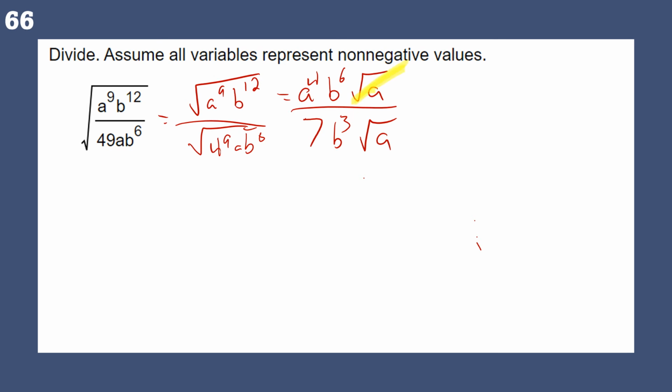The a doesn't cancel, but the square root of a is on the top and bottom. And b to the third cancels out with some of the b's on the top. So our final answer ends up being a to the fourth, b to the third over 7.